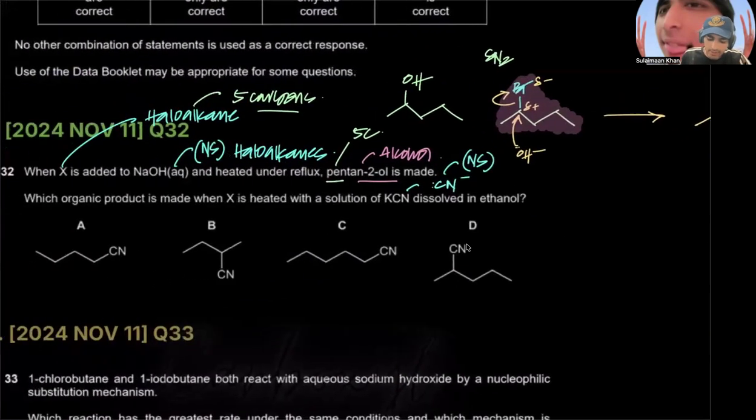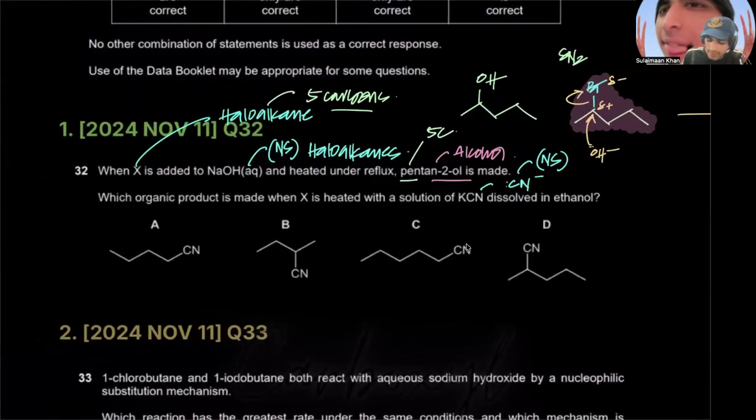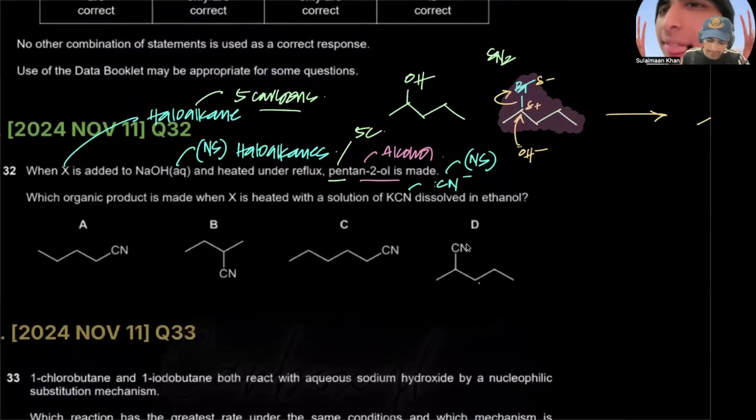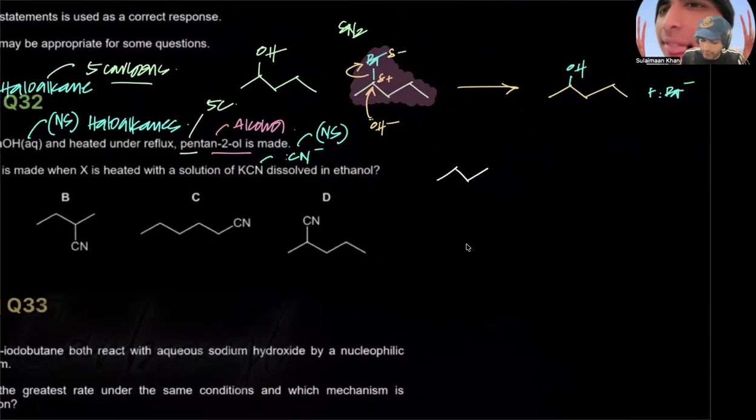Now further, X is heated with KCN dissolved in ethanol because now you want the cyanide ion to attack this haloalkane, and if the cyanide ion attacks this haloalkane, the CN will bond instead of the Br. So what's going to happen is 2, 3, 4, 5. I'm not going to show the mechanism. It's just going to be a CN being bonded instead of a Br atom.